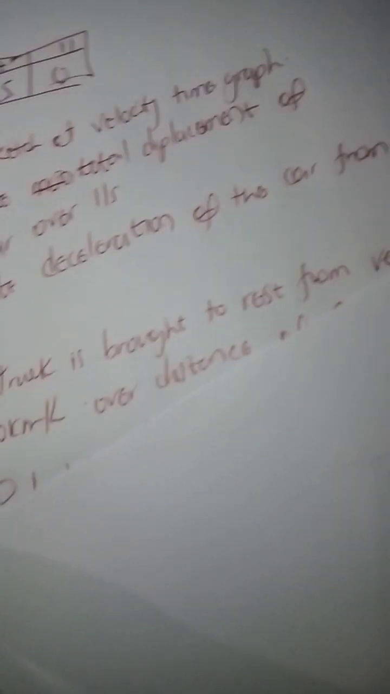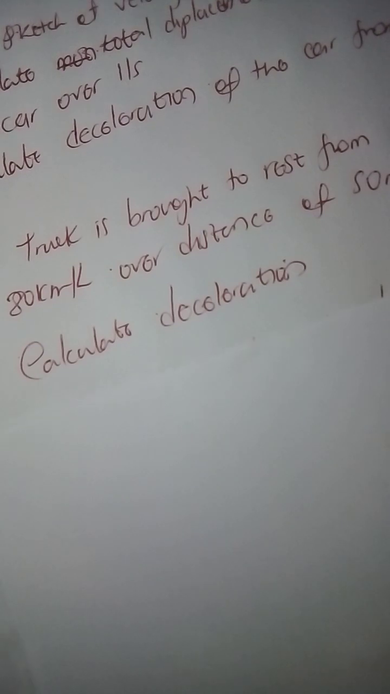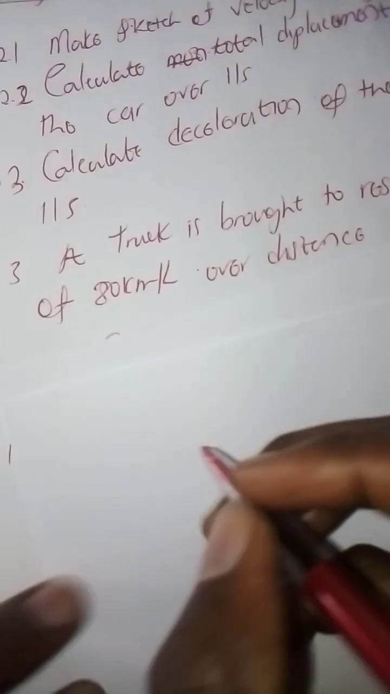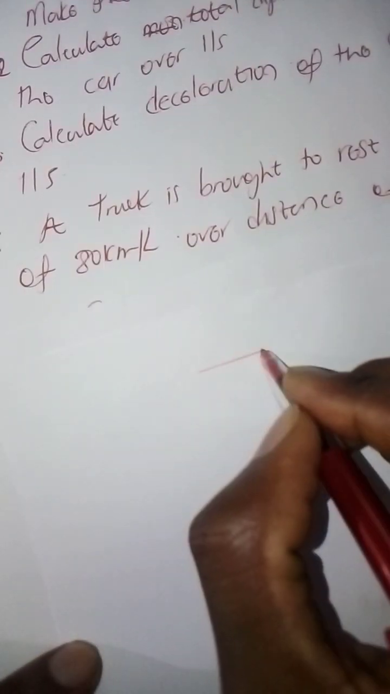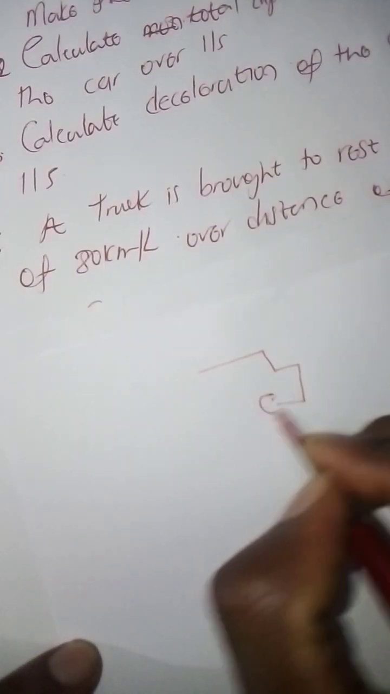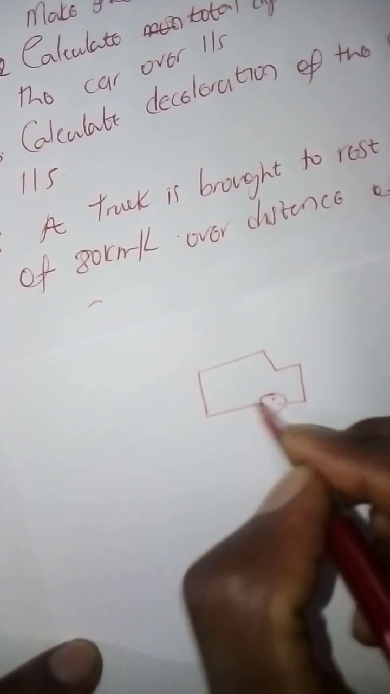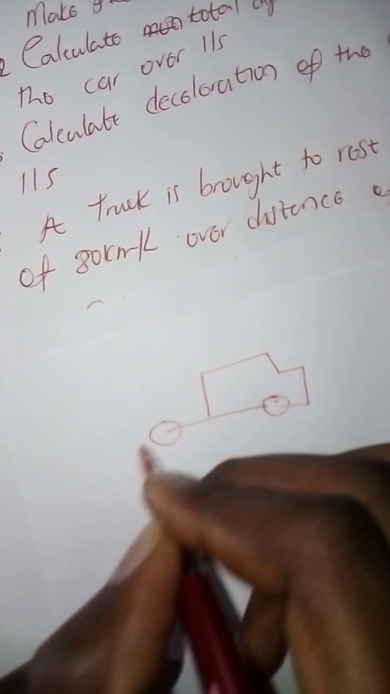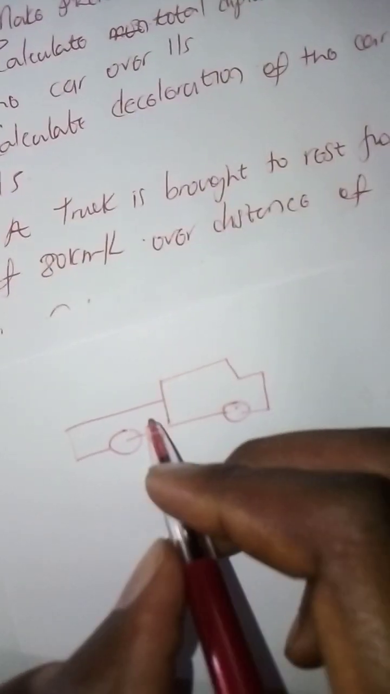Now looking at the second one, they're saying that a truck is brought to rest from a velocity of 80 kilometers per hour over a distance of 50 meters. So now let's try to make a sketch. So we have a truck. Okay, this is not really good, but this is our truck. I've never seen such a truck, but let's just say it's a truck.